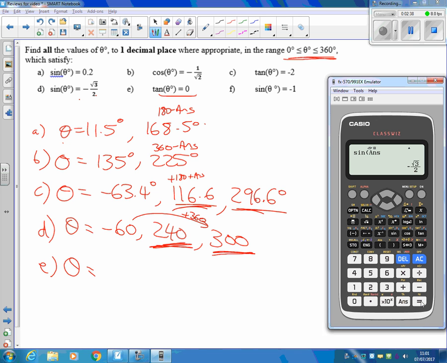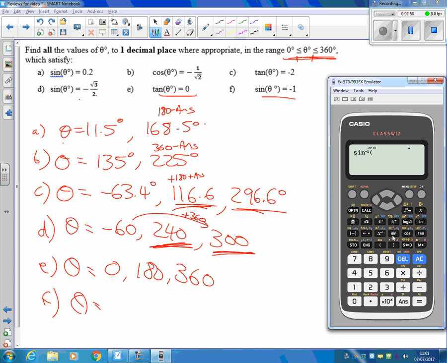Well, the inverse tan of 0 is 0, and then adding 180 each time we'll get the rest. Yes, we're allowed to have the 0, we're allowed to have the 360 because of the or equal to sign in the question there. And F, the inverse sine of minus 1, maybe you know it.